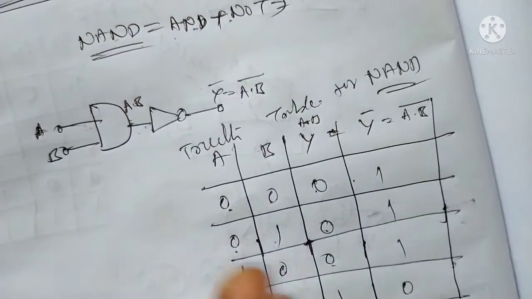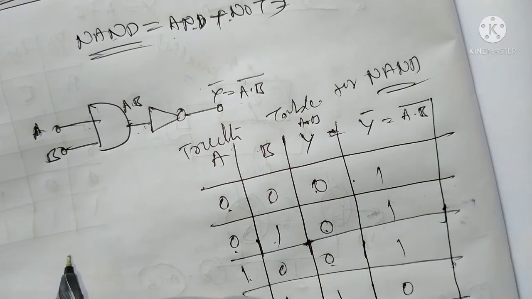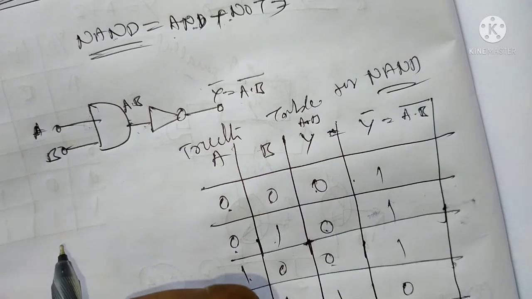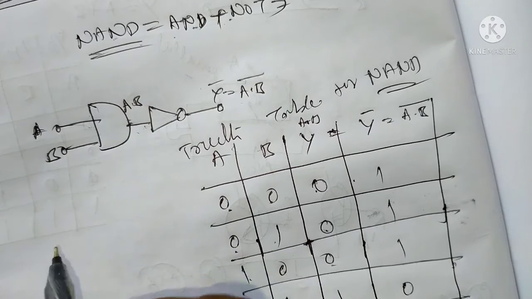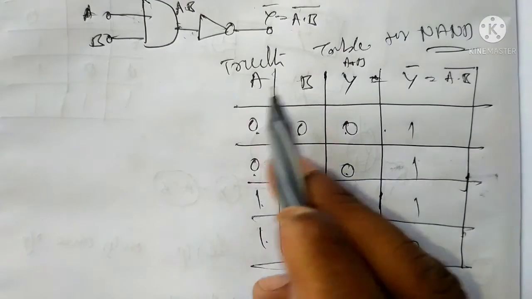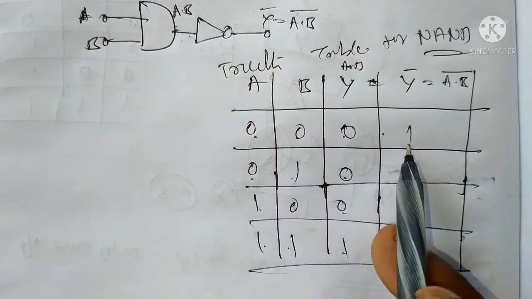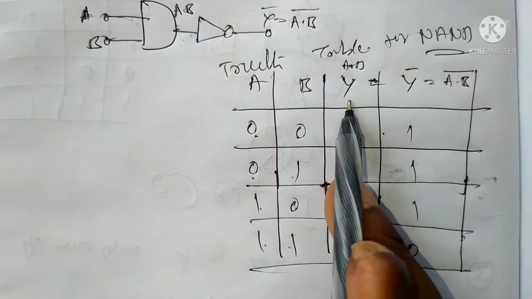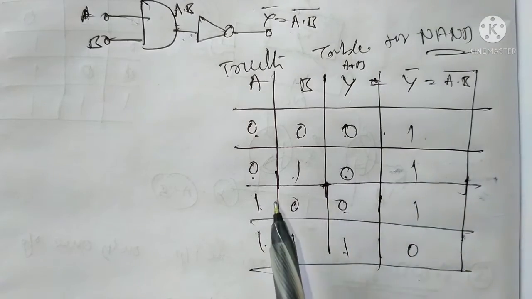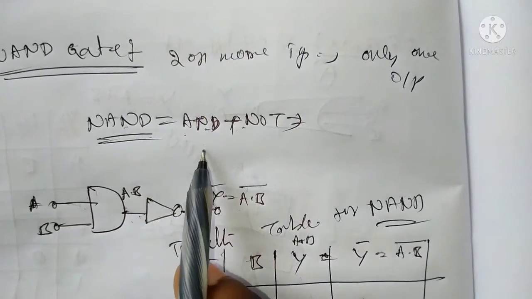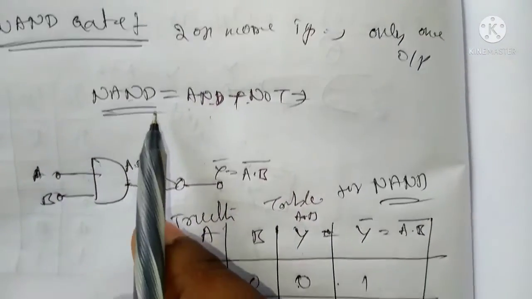Now, this is the truth table of the NAND gate, from here up to here. This is the AND gate operation, and this is the NAND gate operation. A NAND gate is nothing but an AND gate plus a NOT gate.